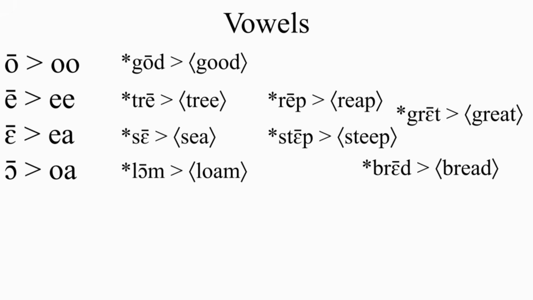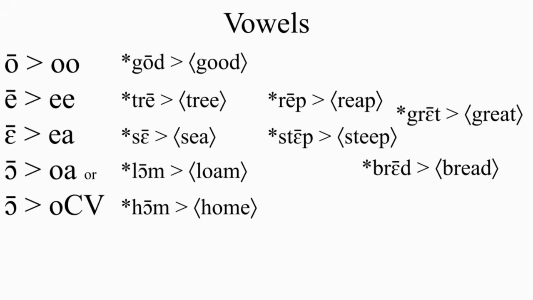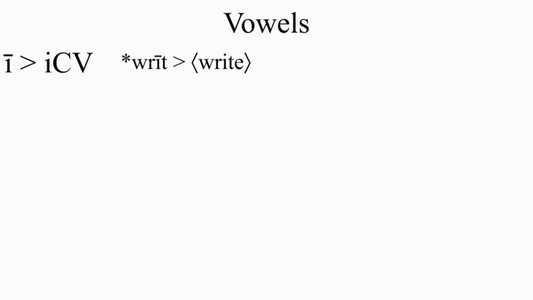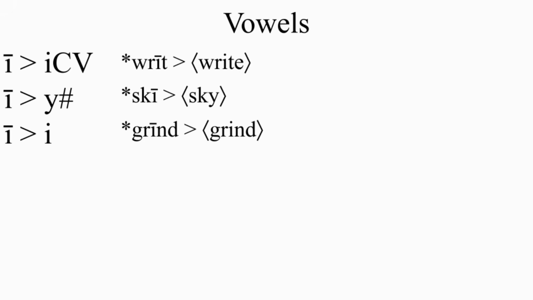Long low O is OA, and sometimes O in an open syllable. Even if there wasn't a historic schwa sound, the silent E is still written, hence stone and ice. Long I is always written with an I in a long syllable or Y word finally, unless it's homoorganically lengthened, which, like I said, is the worst. Long U is written OU or OW.